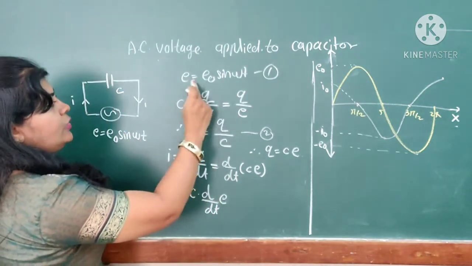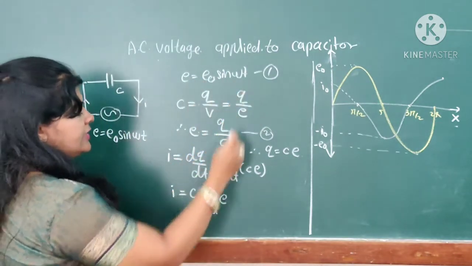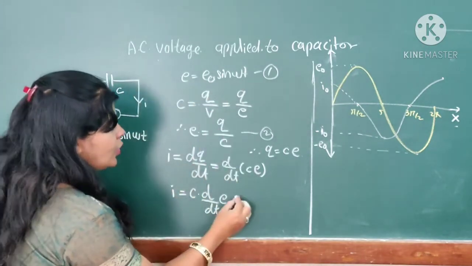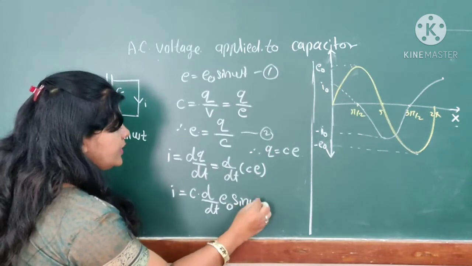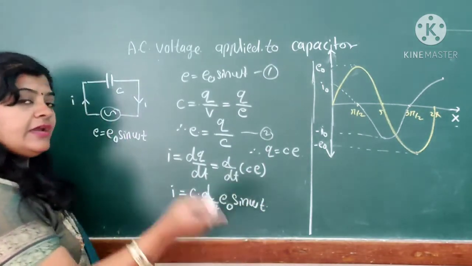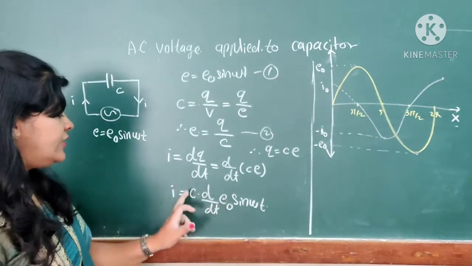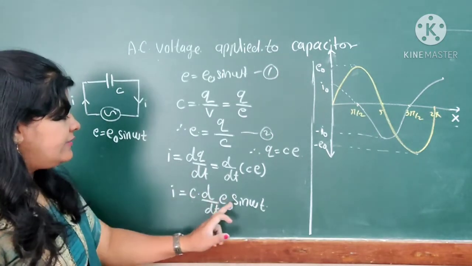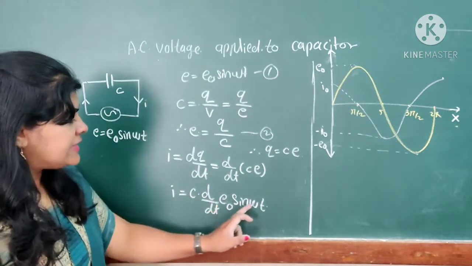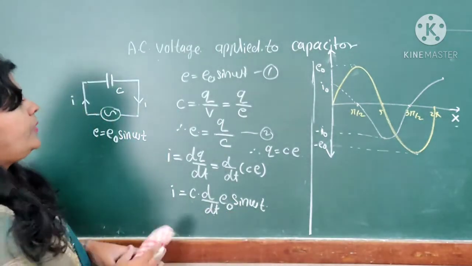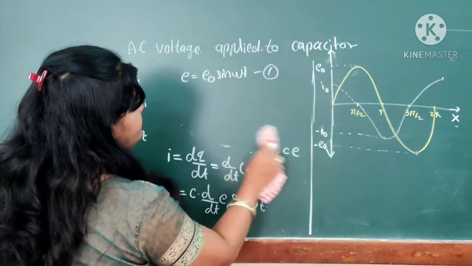What is that E value? E is equal to E naught into sine omega t. Therefore, we write E is equal to E naught into sine omega t. Now E naught is the peak value of the EMF, which is a constant, taken outside of the derivative, and we take the derivative of only the sine function, d by dt of sine omega t.